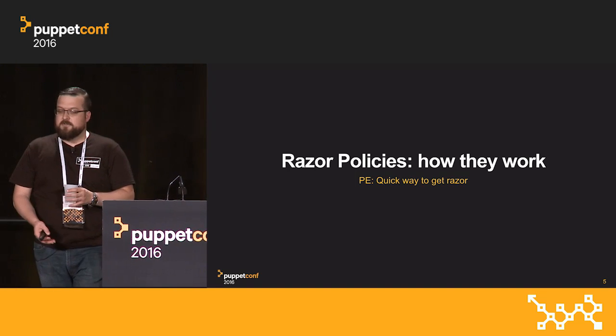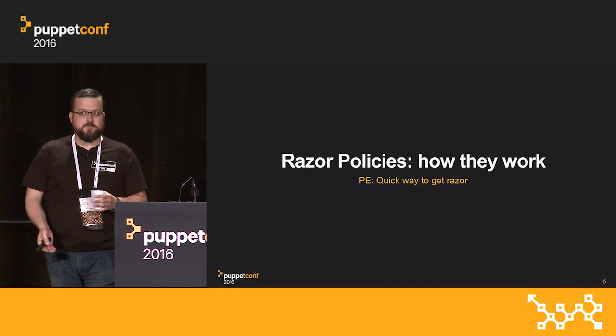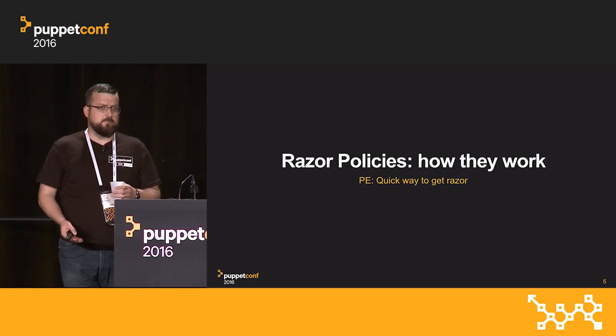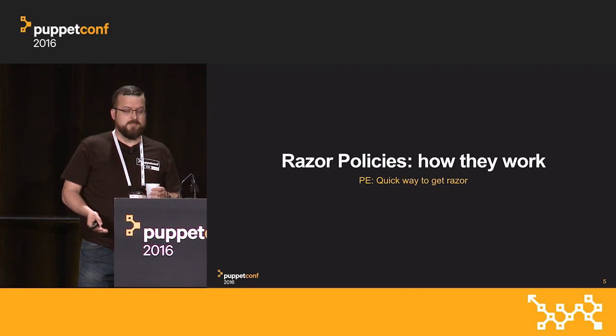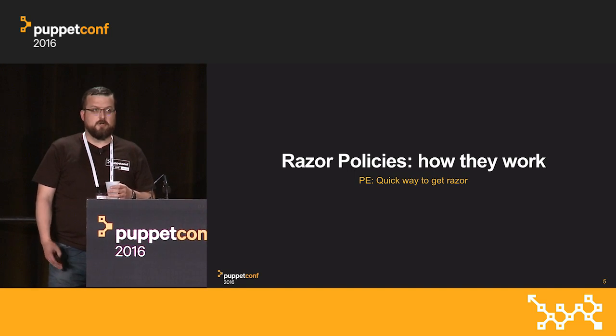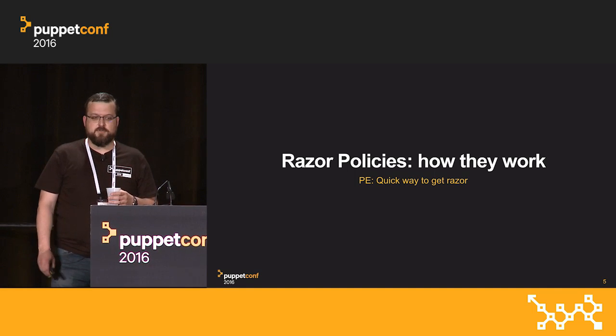So to start, talk a little bit about Razor. Razor is an open source project that was started around 2012. It became under management of Puppet around the same time. We maintain that and develop on it. In our enterprise product, Puppet Enterprise, we actually support deploying Razor as part of your infrastructure.